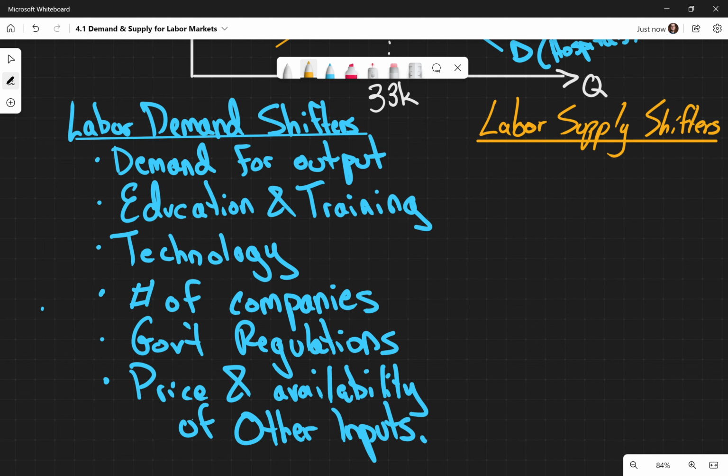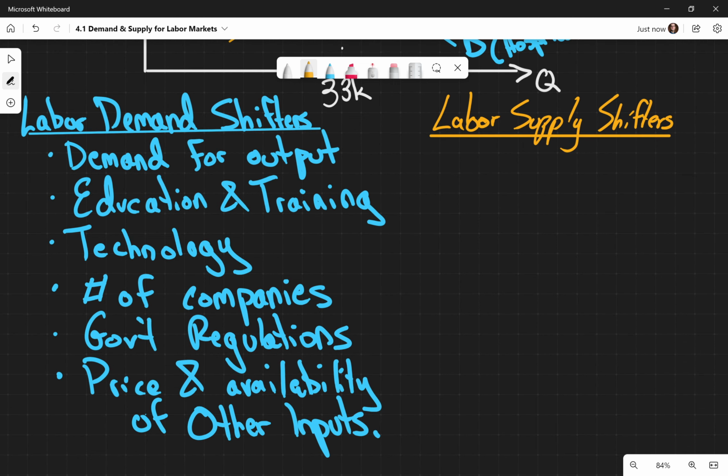So factors that can shift the supply curve of labor. The first one, pretty easy, number of workers. As there's increased immigration, you're going to have more workers, but you also have to look at birth rates and death rates, right? If the birth rate's higher than the death rate, then your population is growing. That's going to shift your supply out.